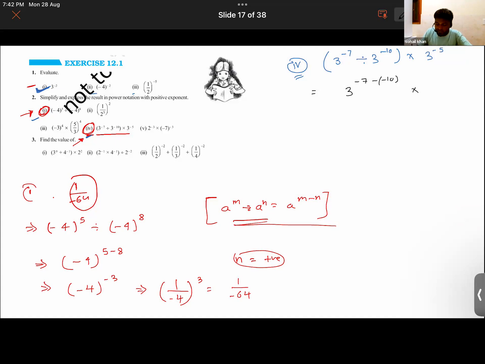Then multiplied by 3 raised to the power minus 5. So here we are getting minus 8. Minus 8, okay, let's check it. So it's going to be 3 raised to the power 3 multiplied by 3 raised to the power minus 8 here. Sorry, 3 raised to the power 5 is given here, this one which we have taken. So 3 raised to the power minus 5.